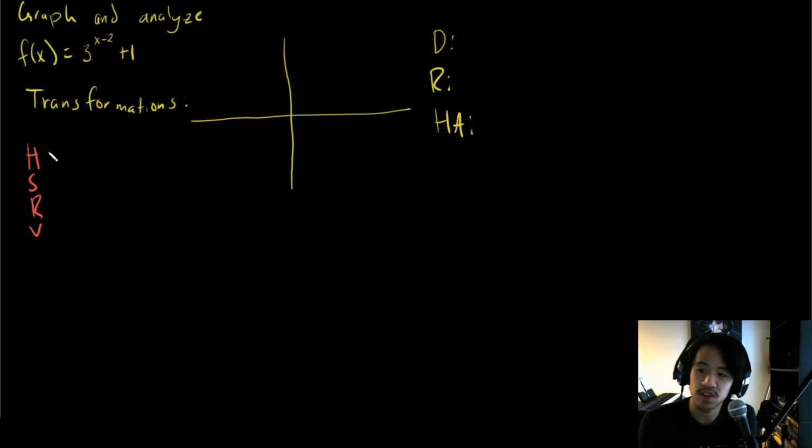So first, do we have any horizontal shifts? Well, if you take a look, we got x minus 2 up here. So this minus 2 is our h value. So we are going right 2.